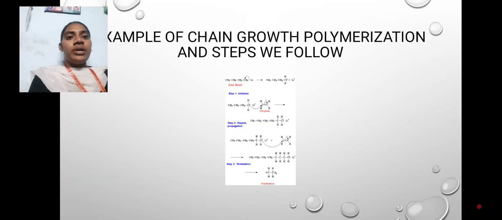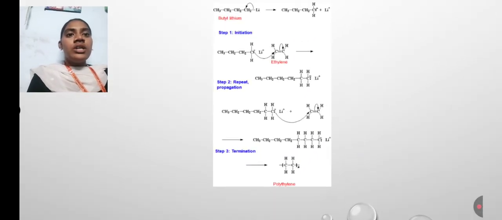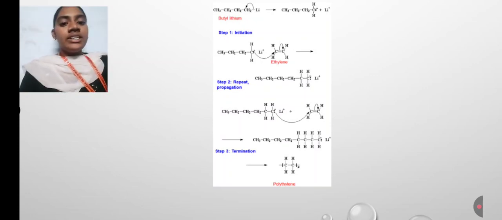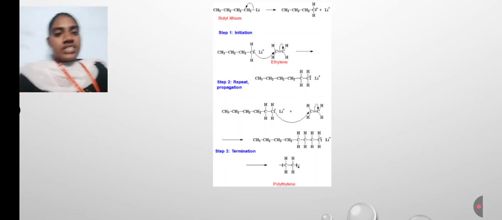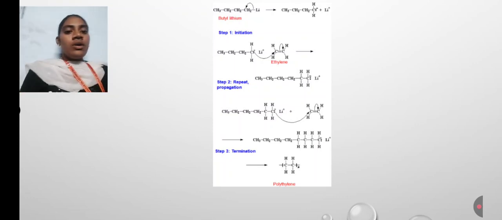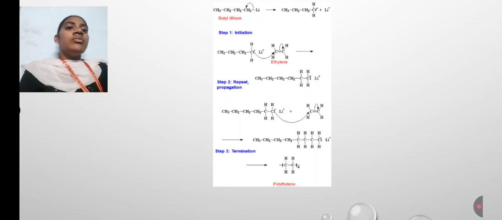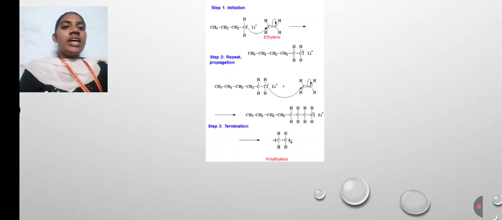Example of chain growth polymerization and the steps we follow. Example, butyl lithium. Three steps are involved in this polymerization: initiation, propagation, termination. Going to the example, butyl lithium. Initiation: a free radical is produced from the initiator. The free radical attacks the double bond of the monomers and the radical increases the long chain, which undergoes chain growth polymerization.